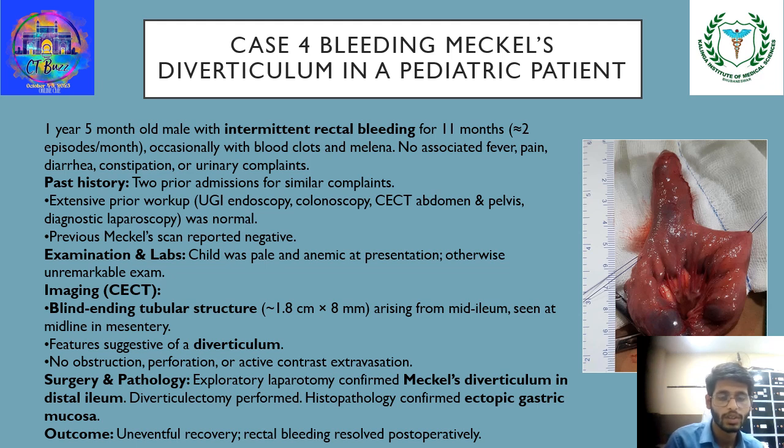Imaging CECT was done, which showed a blind ending tubular structure, approximately 1.8 into 8 centimeter into 8 mm, arising from mid ileum, seen at midline in mesentery. Features are suggestive of a diverticulum likely arising from the mid ileum. No obstruction, perforation, or active contrast extravasation was there. Exploratory laparotomy confirmed Meckel's diverticulum in distal ileum. Diverticulectomy was performed. Histopath confirmed ectopic gastric mucosa, which was causing bleeding. Outcome was uneventful recovery. Rectal bleeding resolved post-operatively.